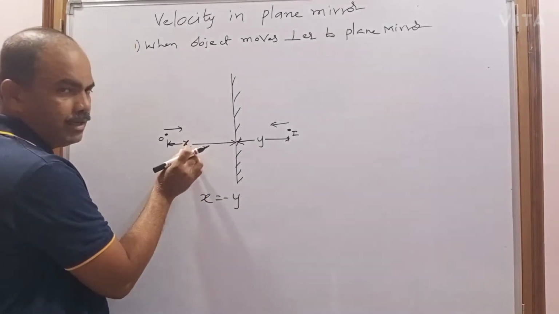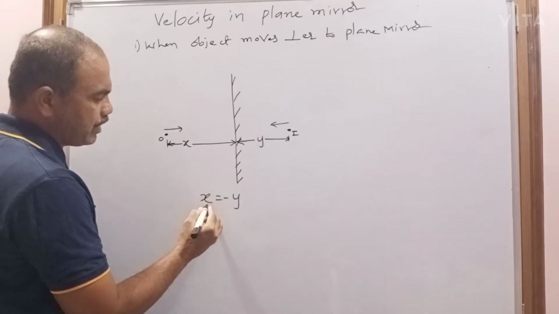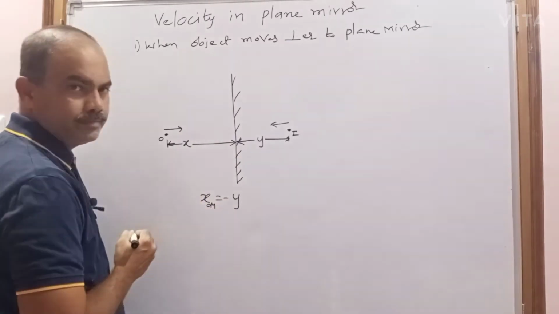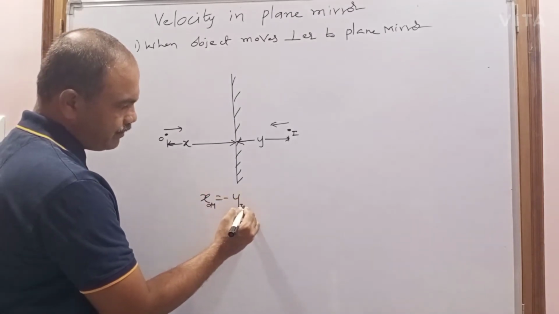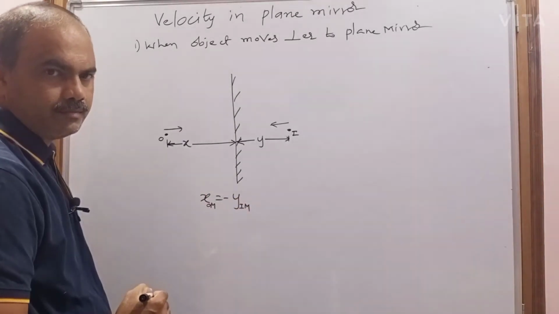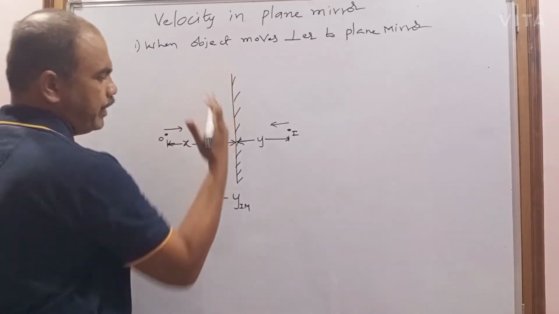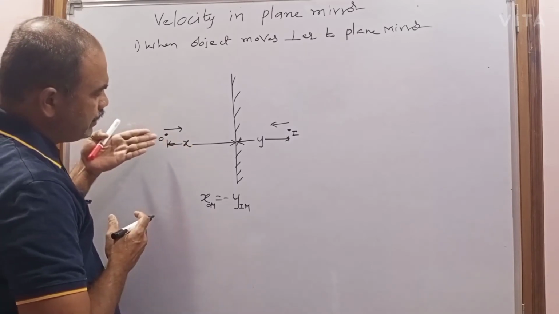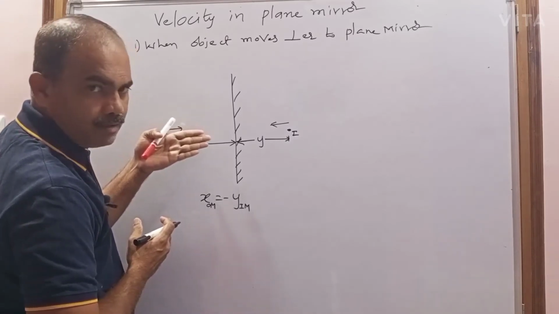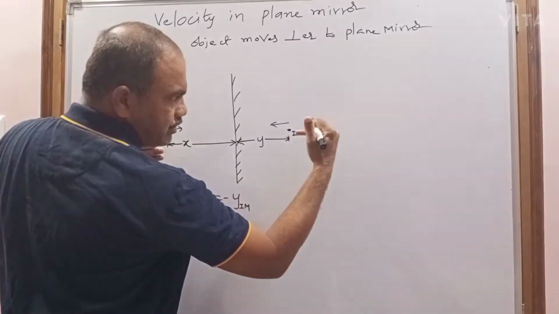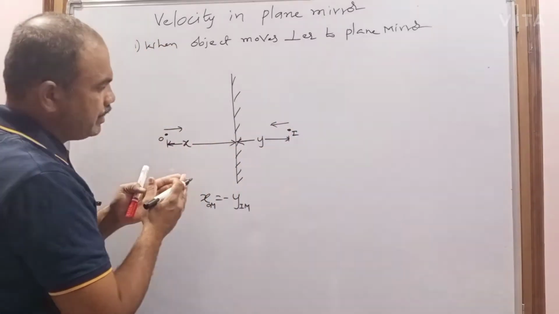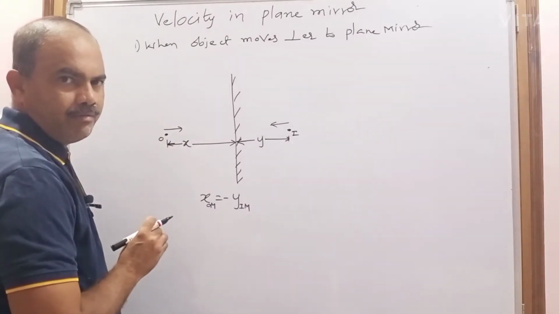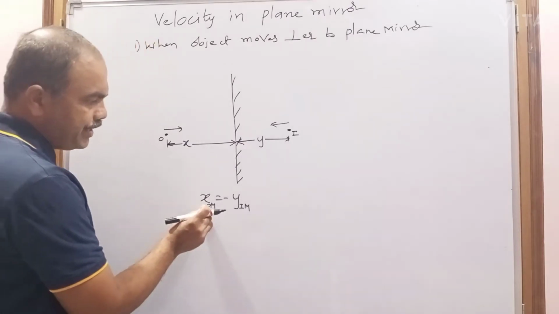This is the displacement of the object with respect to the mirror, and the displacement of the image with respect to the mirror, when the object is moving perpendicular to the plane of the mirror. But as time passes, what happens? The object approaches the mirror, and simultaneously the image also approaches the mirror. So when the displacement changes with respect to time, it has some velocity. How can we find it? That can be found by differentiating this equation.